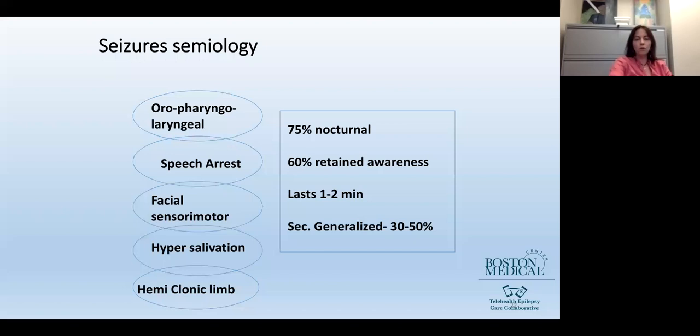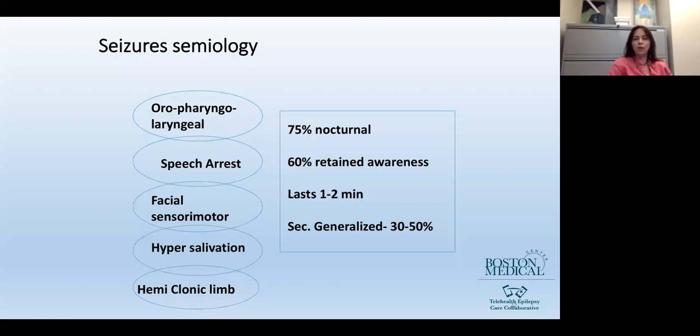And rarer would be seizures that just start with a right arm or left arm clonic shaking. Rarely would it spread to the leg. In about 30 to 50% of the time, and that happens especially at night, the seizure secondarily generalizes. So when a parent comes into the room, they may just see a generalized tonic-clonic seizure, but at one point, this seizure started focally, usually in the facial area.